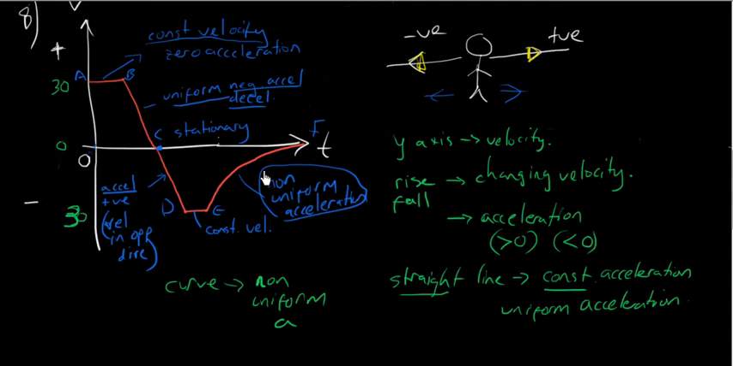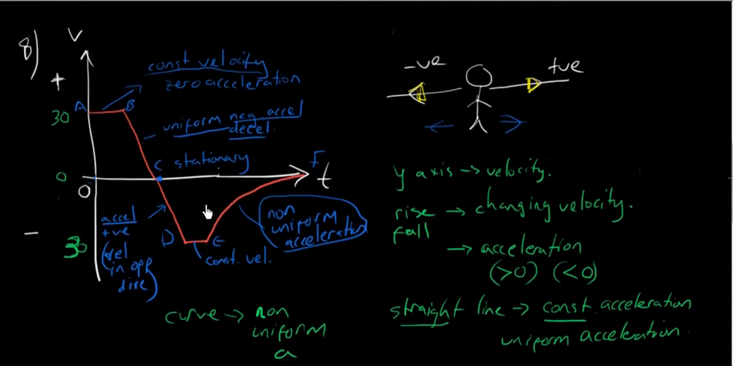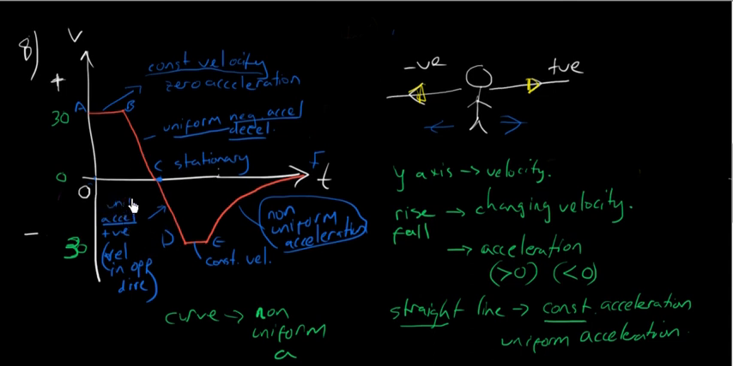As a recap, a curve on a velocity time graph means a non-uniform acceleration, but a curve in the distance time graph meant a non-uniform velocity. That's hard to see from a distance time graph, but a curve here is a non-uniform acceleration. A straight line is a uniform acceleration, so this was uniform.